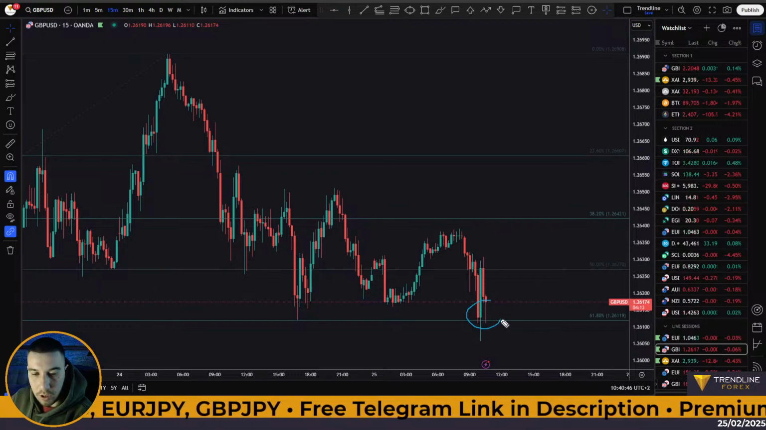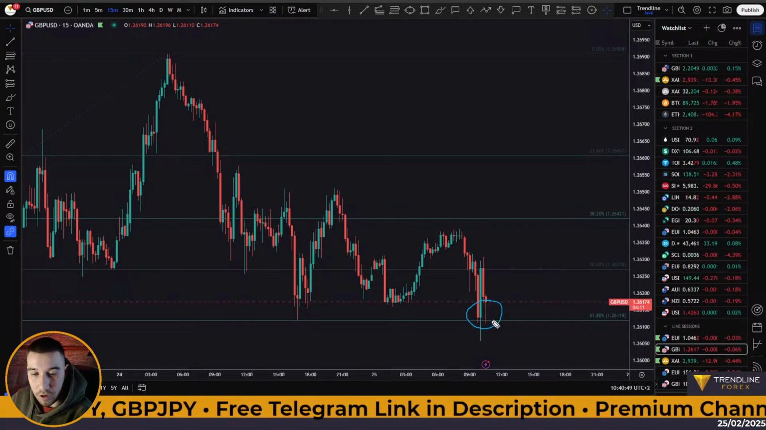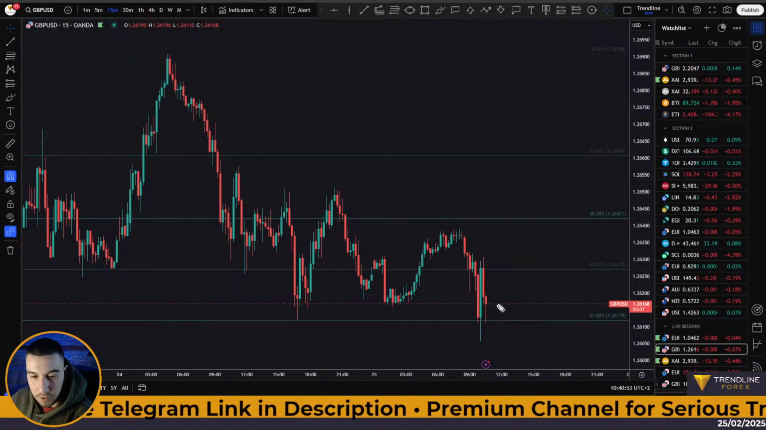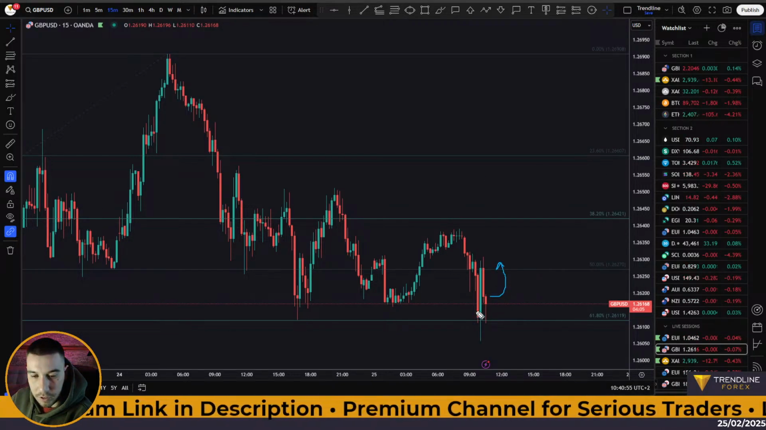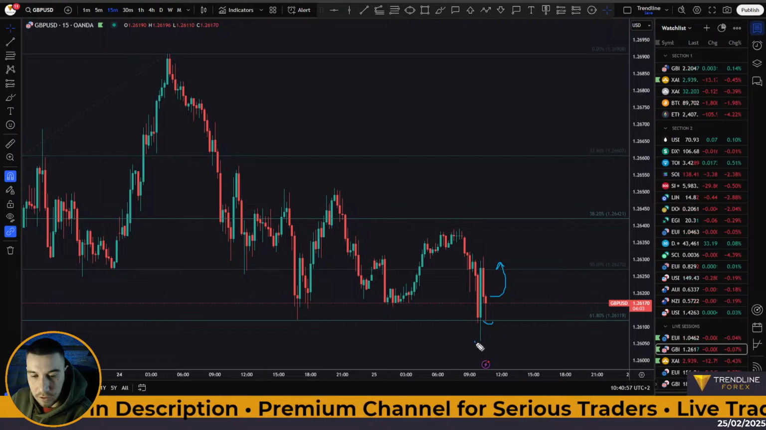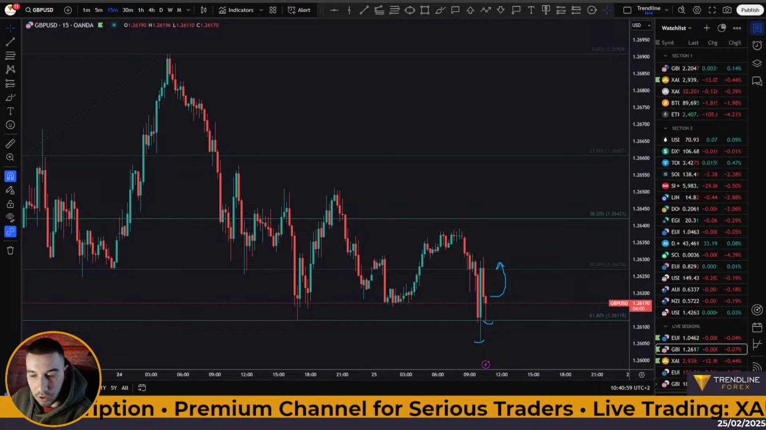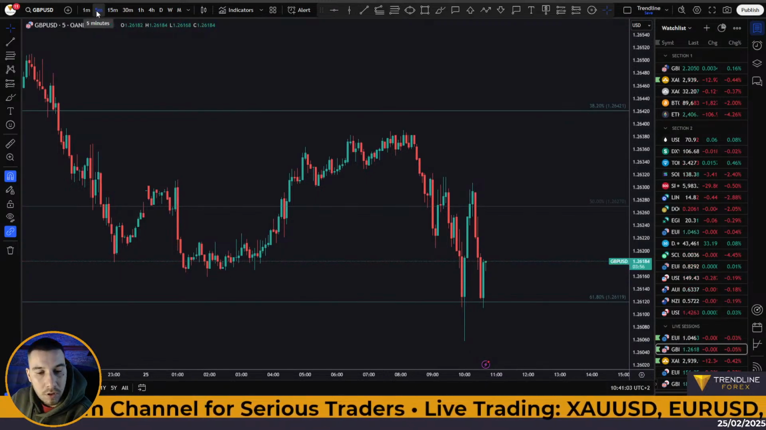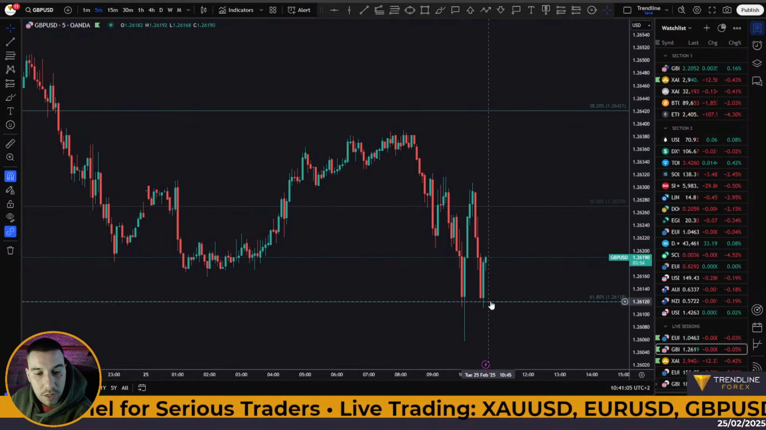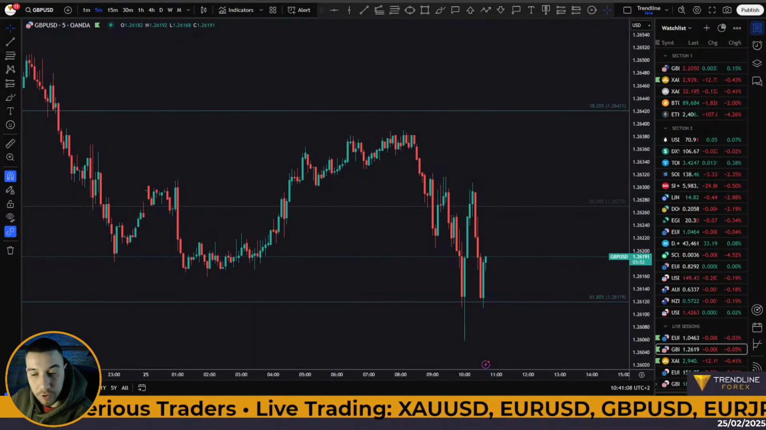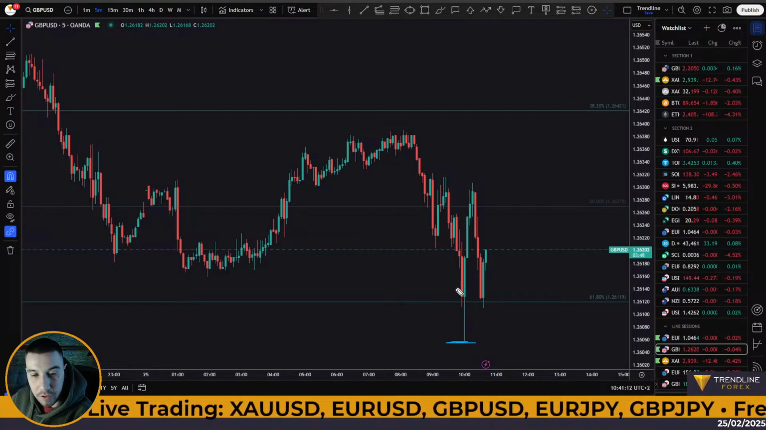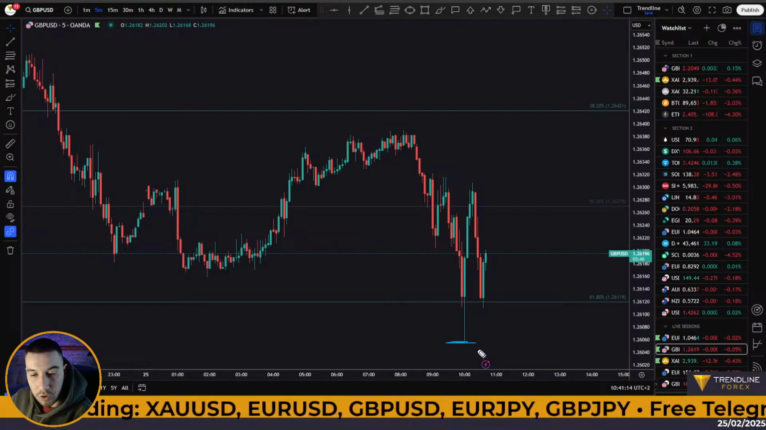Looks like we are seeing some rejection down here. Now, if you look at the 15-minute time frame, if price continues to the upside, technically this is a higher low. Doesn't look like one if you look at the 5-minute time frame, but that's because that's where price closed.